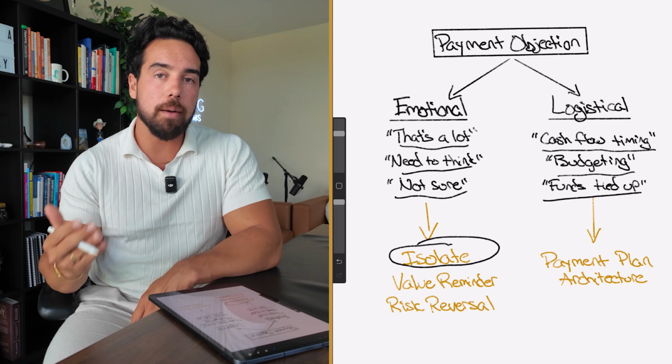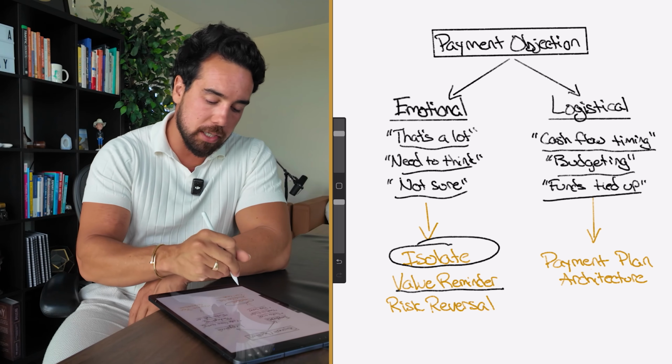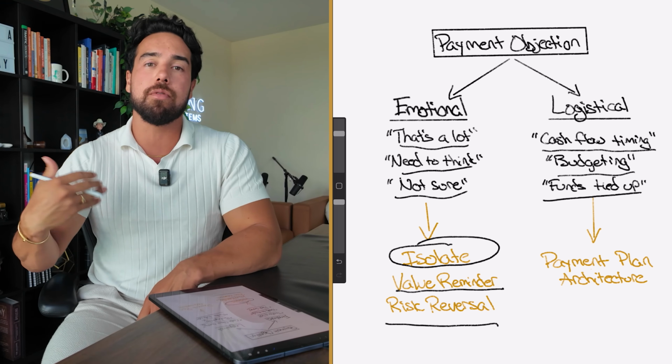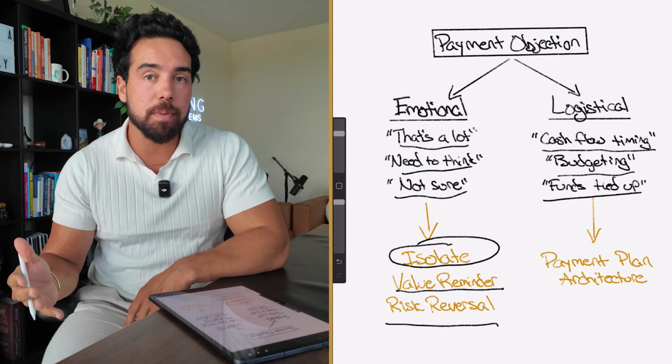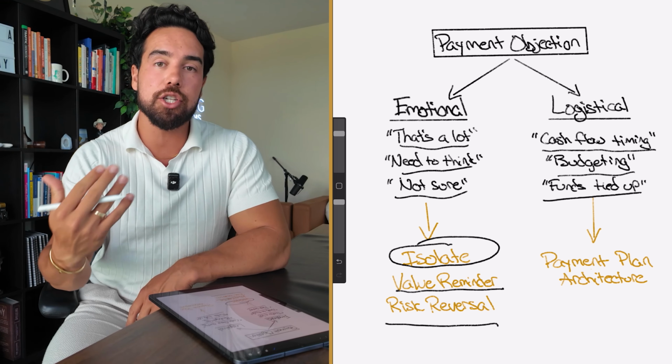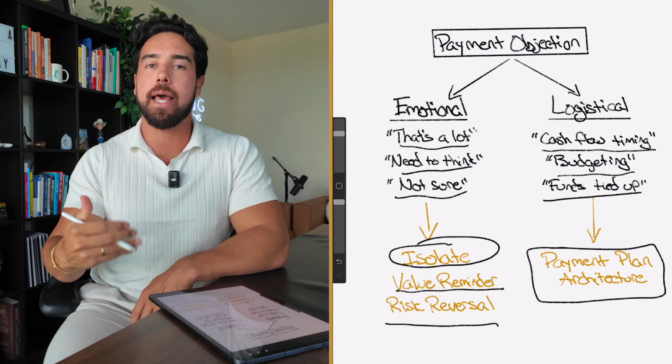In that emotional objection handling process, don't be afraid to remind them of the value that you're promising, and maybe even throw in a risk reversal for certain clients, because if you can say, hey, if we don't get you this result, we'll give you your money back, then you can potentially get that pay in full without ever having to offer any payment plans. Now, of course, for some prospects, the problem will truly be logistical, at which point you need to understand what I call your payment plan architecture.